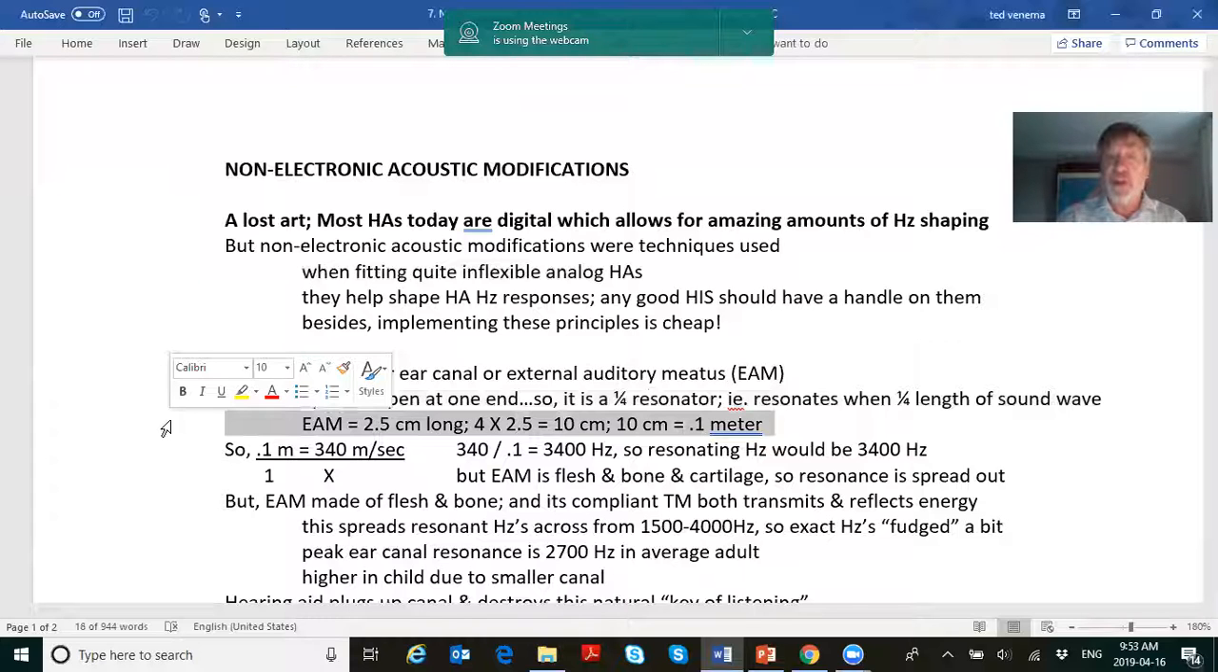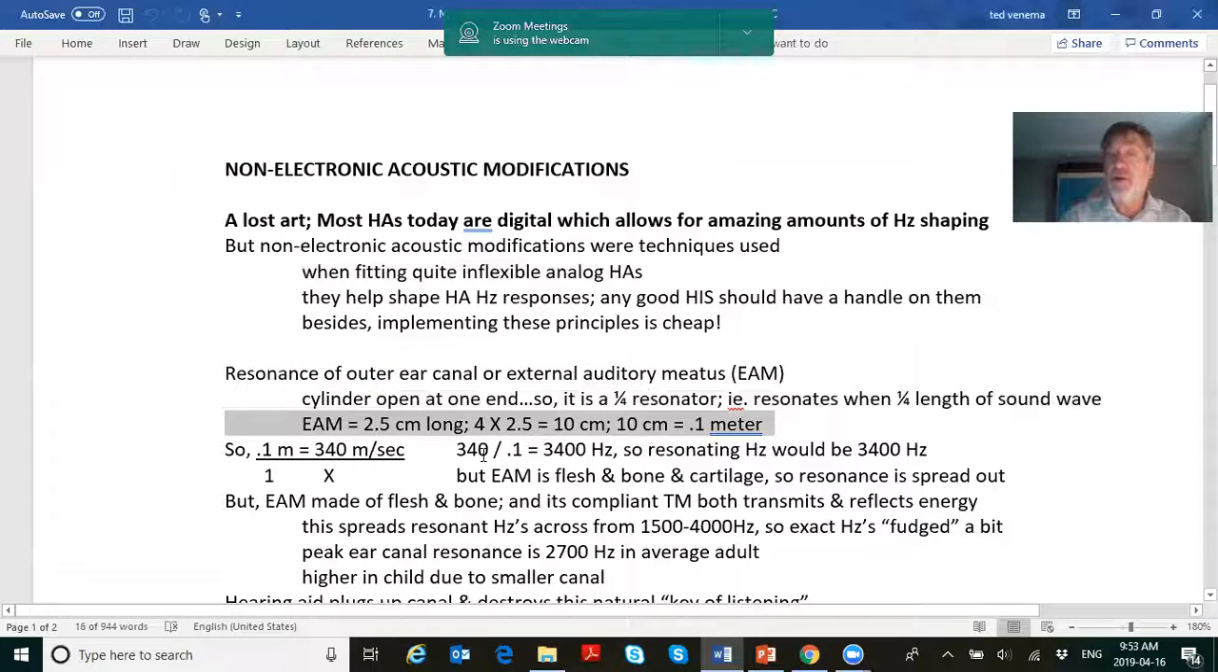So figuring out the frequency, 0.1 over 1 is equal to 340 meters per second over x. Okay, you're trying to find out what the frequency is. Frequency is speed of sound over wavelength. Wavelength is speed of sound over frequency. Okay, so you're trying to find x. You know the wavelength. You know the speed of sound. So you just do the old fraction. And 340 divided by 0.1 is 3,400 hertz. So the resonating frequency of the ear canal should be 3,400 hertz.